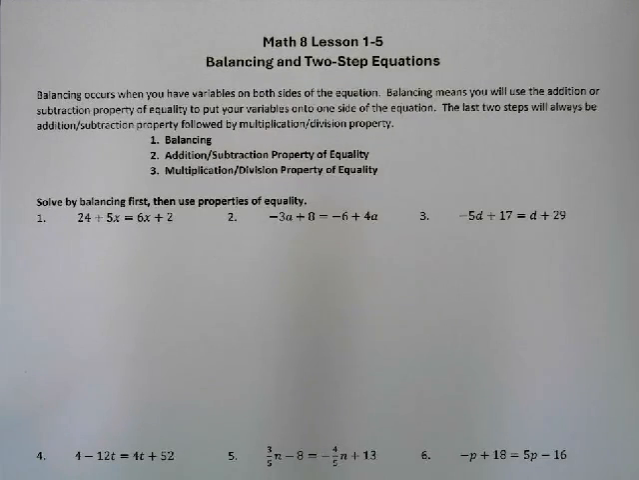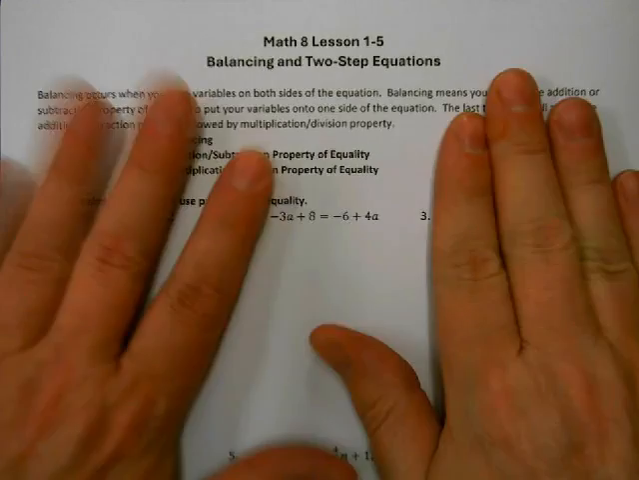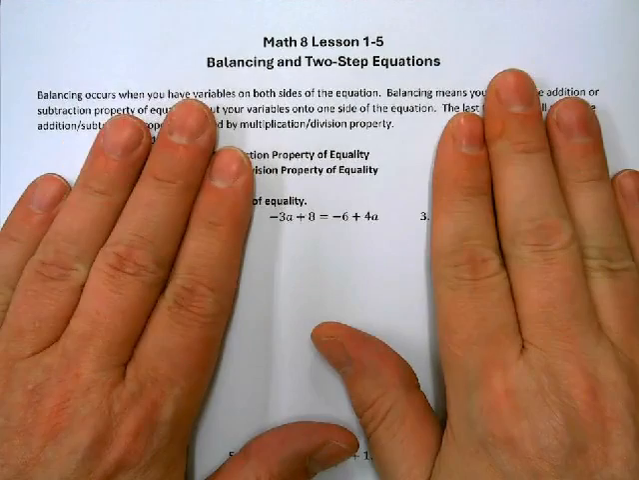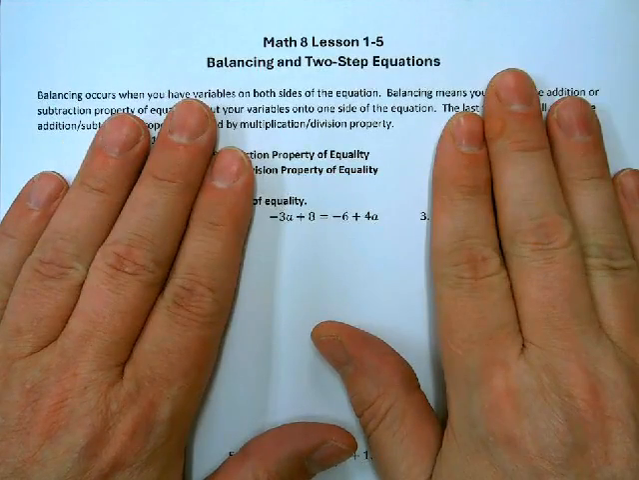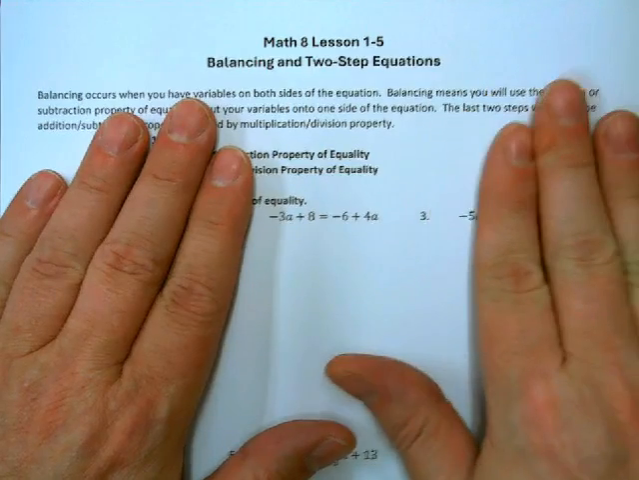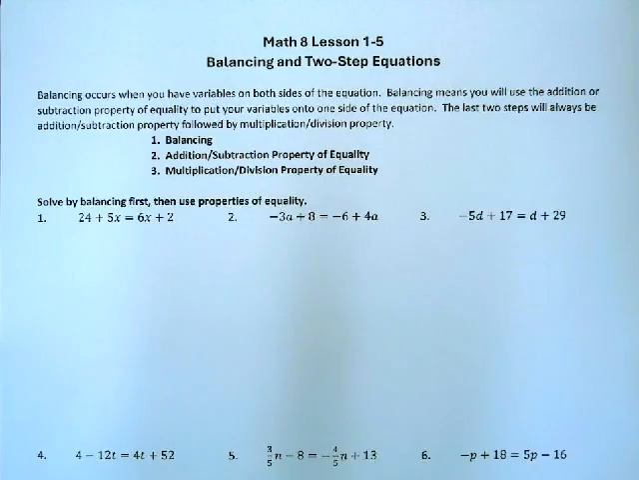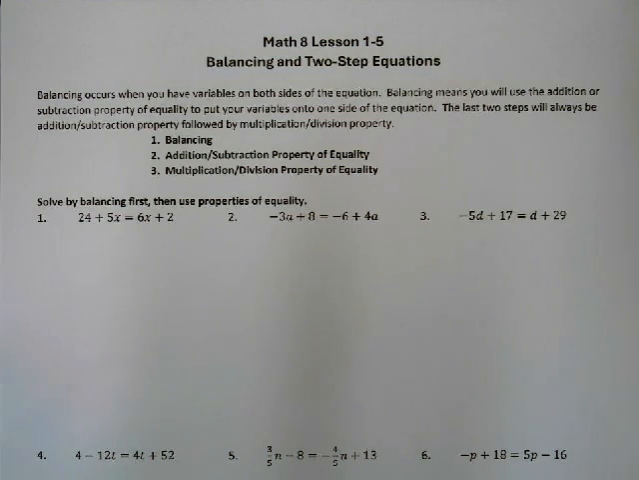We're going to do lesson 1-5. We're going to add another step to our equation solving. So balancing is what this step is called. It basically means if you've got an equation where this side has an x value or a variable of some sort, and the other side also has a variable, we don't want that. The whole goal is to get the variable by itself. If you've got variables on both sides of the equation, you can't get them by themselves.